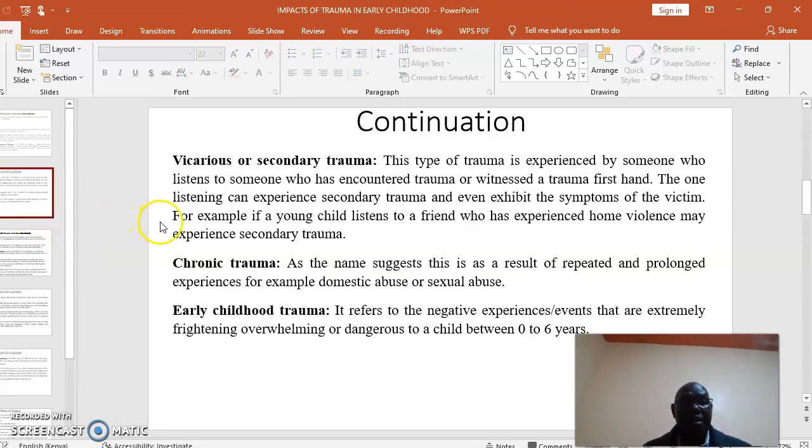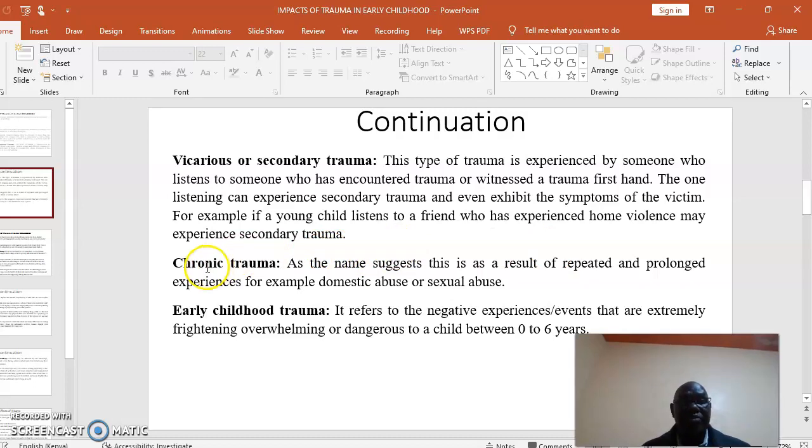Other types of trauma include vicarious or secondary trauma. This type of trauma is experienced by someone who listens to someone who has encountered trauma or witnessed a trauma firsthand. The one listening can experience secondary trauma and even exhibit the symptoms of the victim. For example, if a child listens to a friend who has experienced home violence, they may experience secondary trauma.